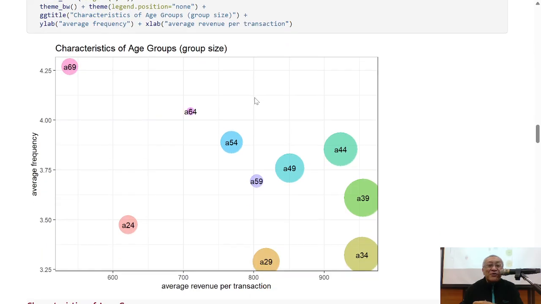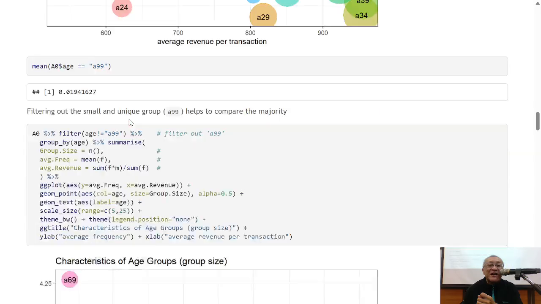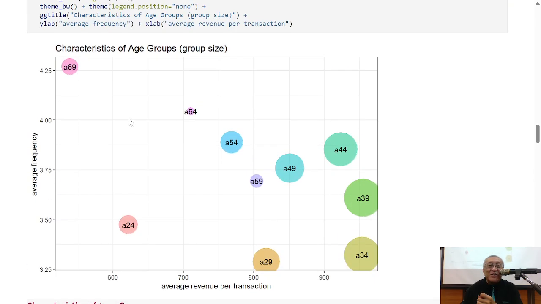For example, if you look at this, after I filter out this outlier 899, now it's very intuitive to compare the buying pattern among different age groups, right? Isn't it? So with this code, we can see which age group has the most frequent average frequency, has the highest buying times. Which age group?